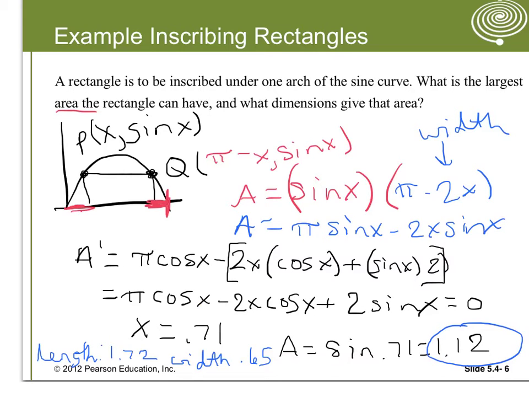So what would that area be? It would be this number, 1.12. So what is the largest area of the rectangle you can have? To answer that question, I'd say it's 1.12 square units.